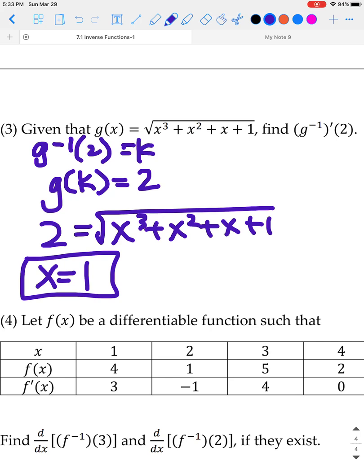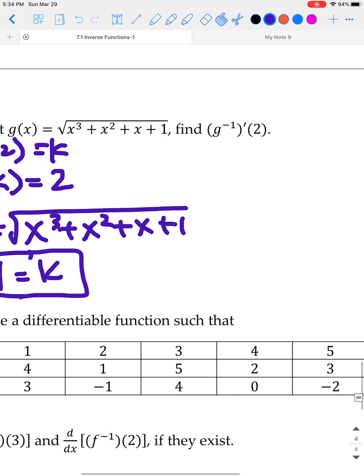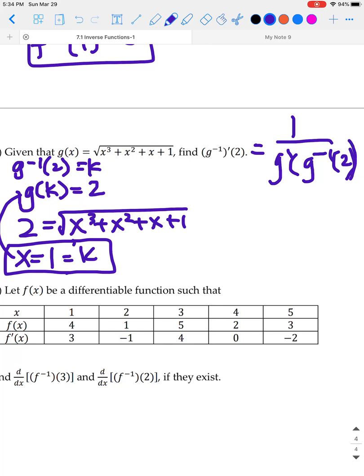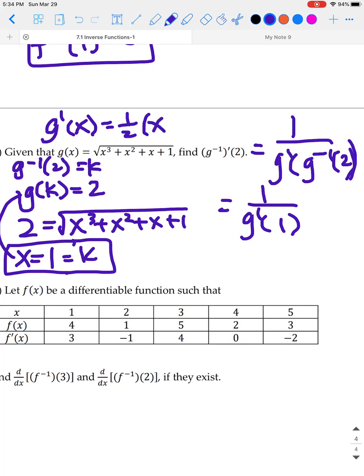And if you guessed x equals 1, you would be correct. So x equals 1 is going to be our value of k. So that's going to be our equivalent k value. So then over here, when I'm finding g inverse prime, I know that that is equal to 1 over g prime of g inverse of 2, which is going to equal 1 over g prime of 1.